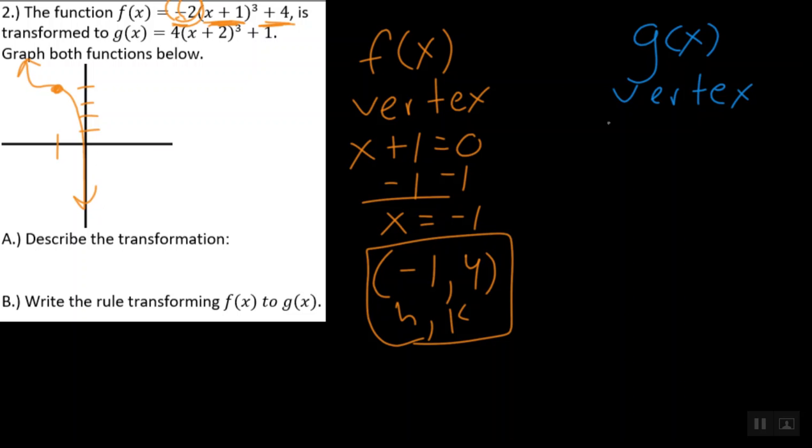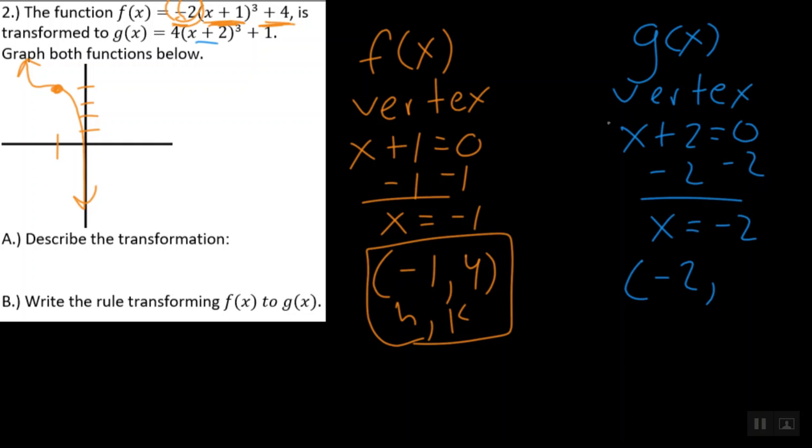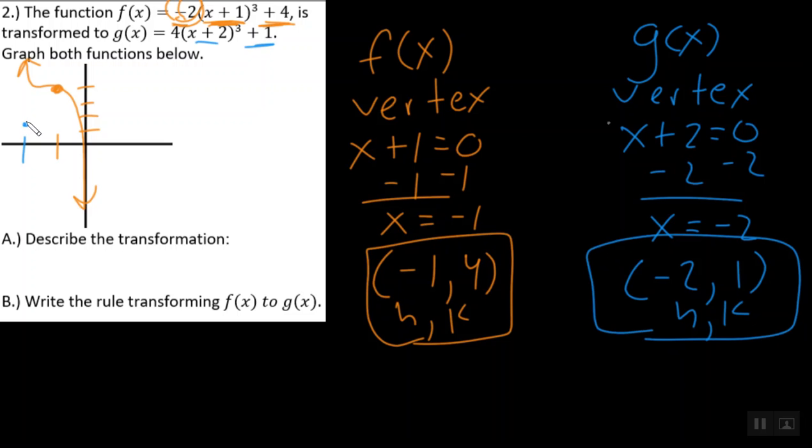Okay, so g of x, we have our grouping is x plus 2. So I can write x plus 2 is equal to 0. We'll subtract 2 from both sides, and x is equal to negative 2. So our vertex is at negative 2 comma positive 1. Now from here, of course, this is our h comma k. And we can go to the left 2 and up 1.